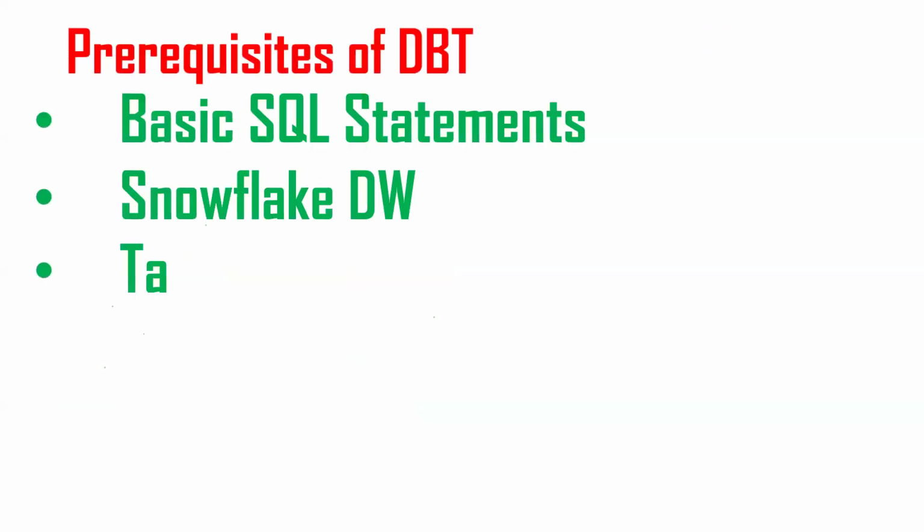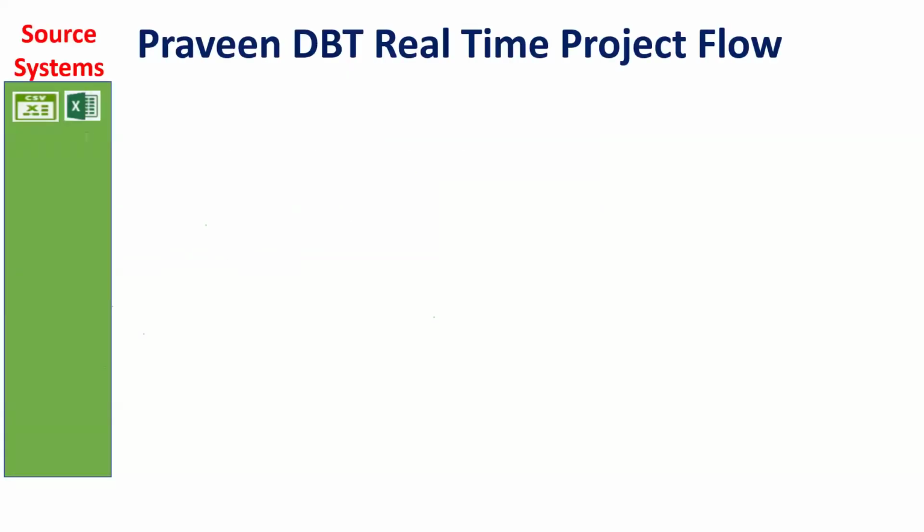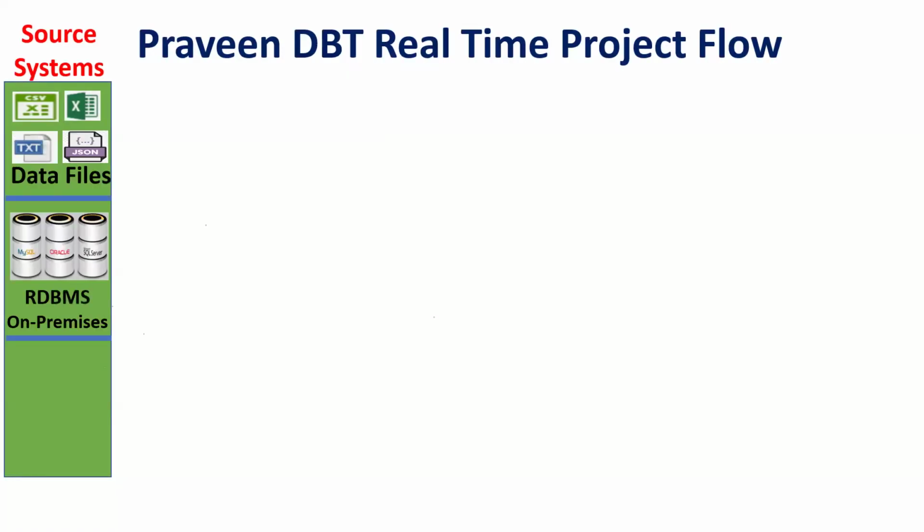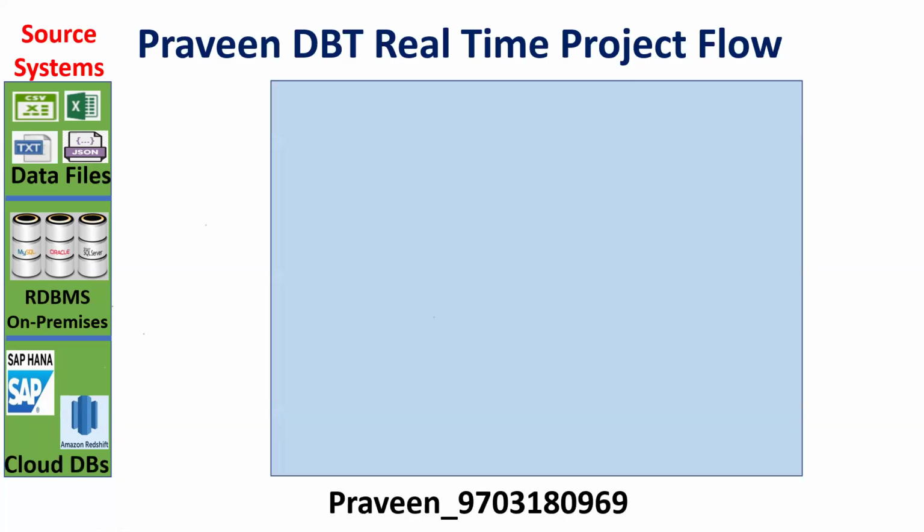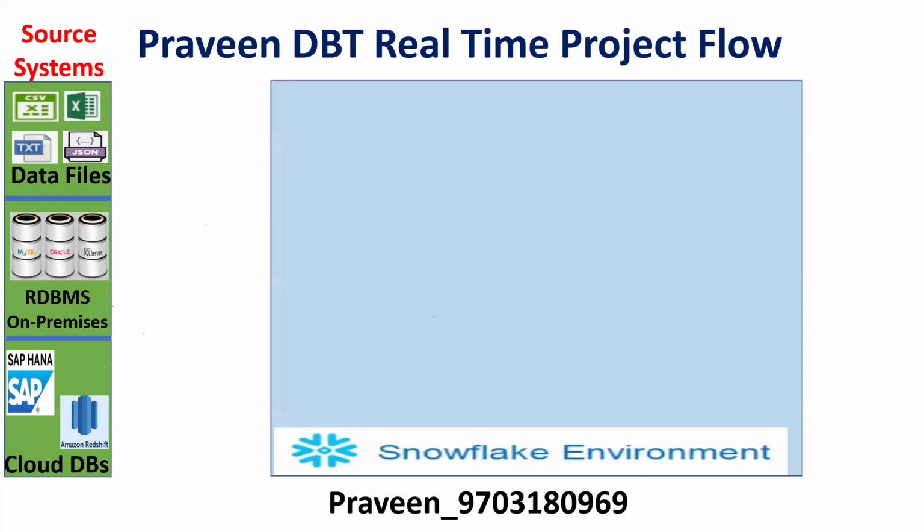See, source systems can be data files, RDBMS data, or cloud data. Now, who will come into the picture? The on-premises ELT team, the ELT developers. Assume Fivetran is there, and we want to move this data to Snowflake. What is this called? Moving on-premises data to the cloud is called data migration.